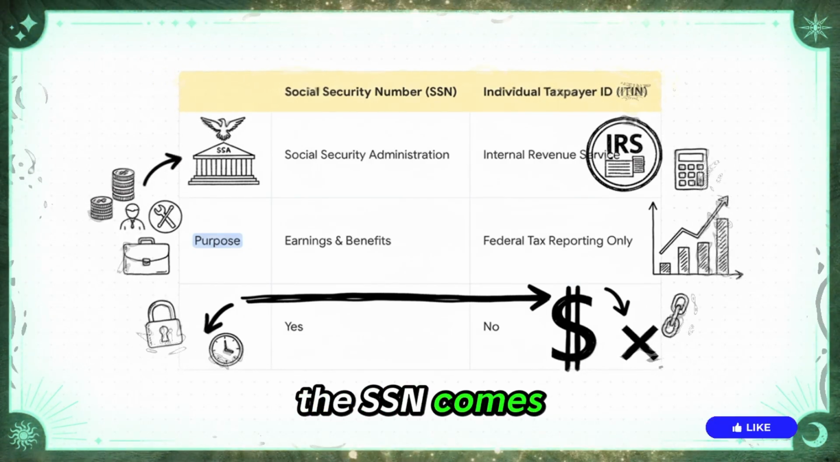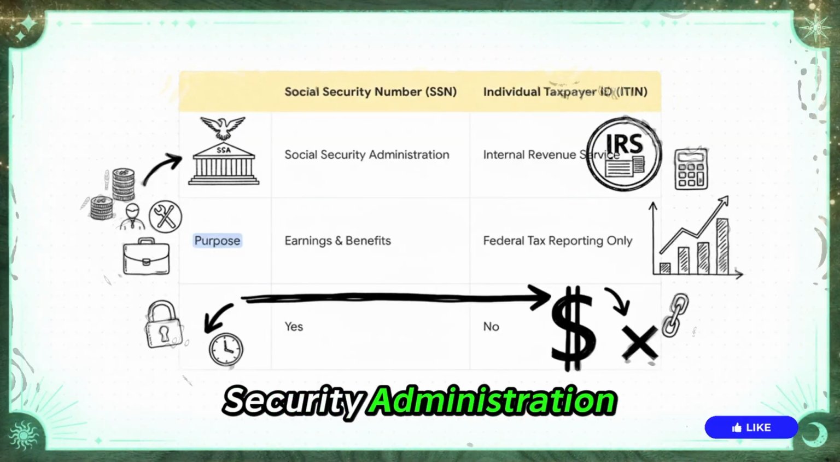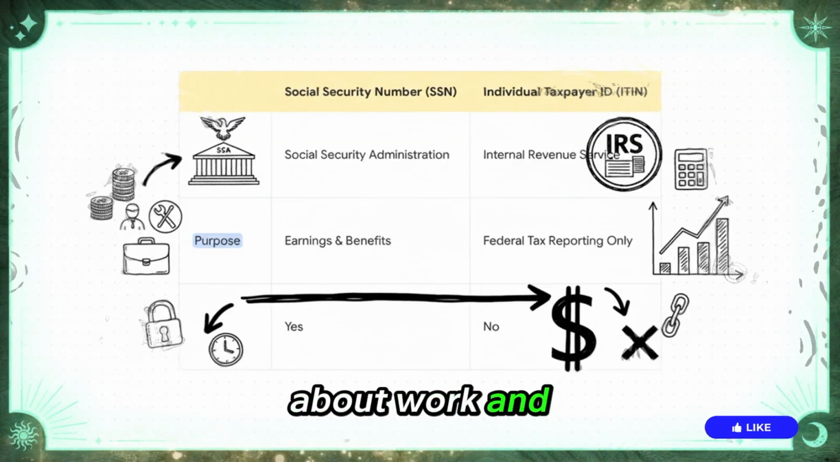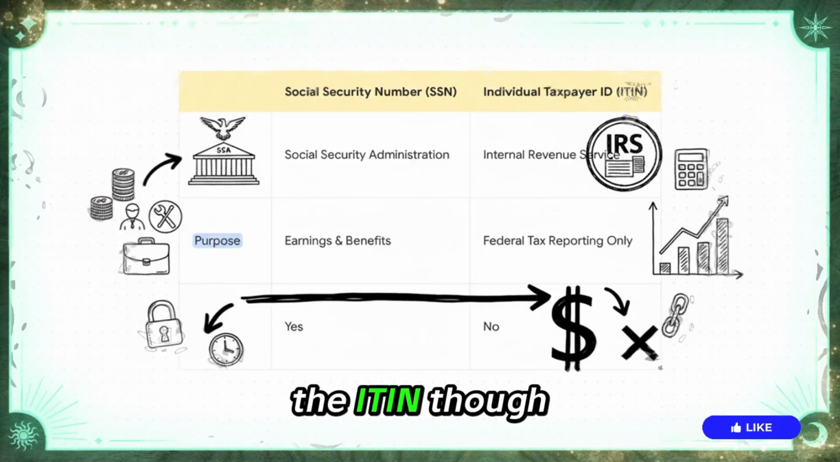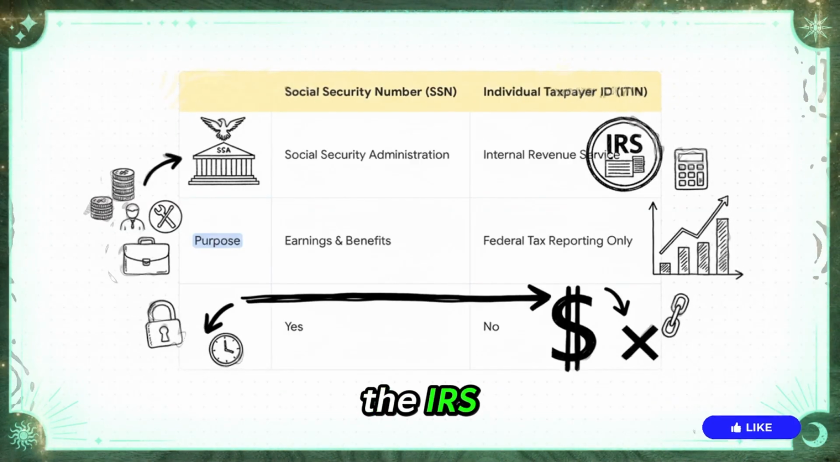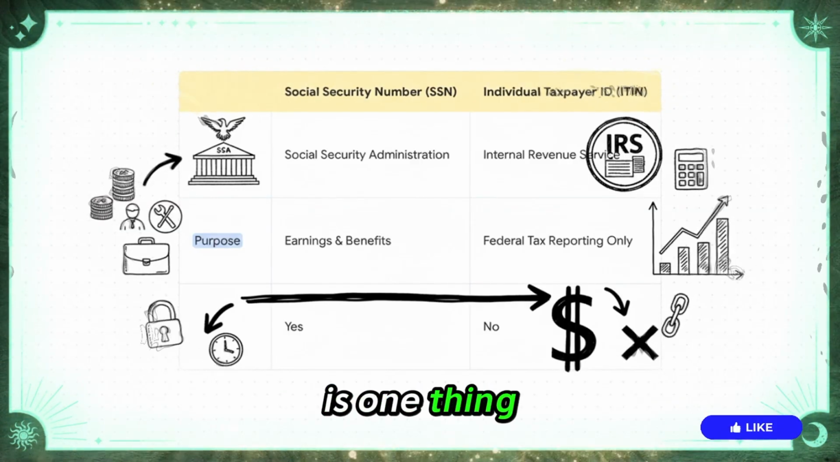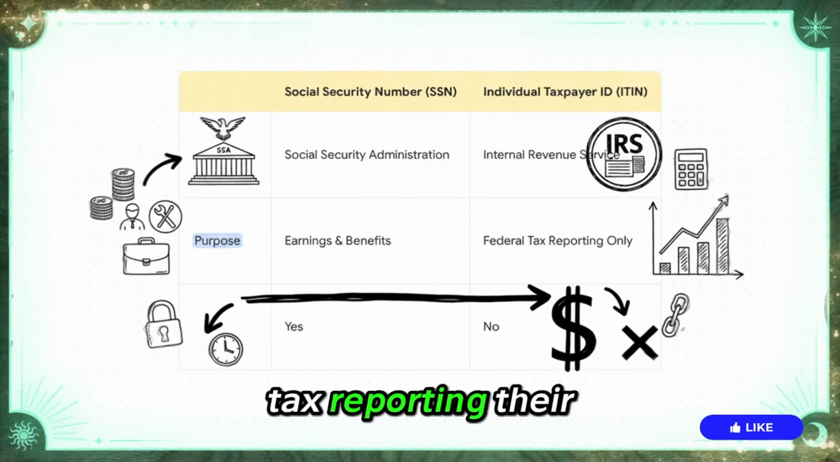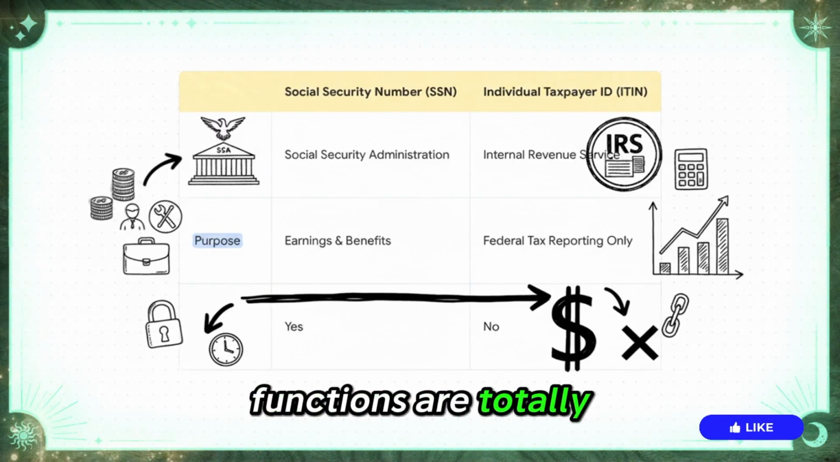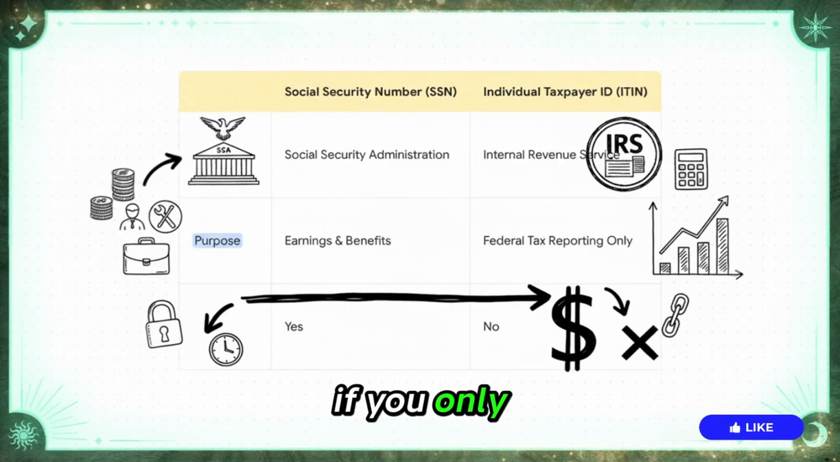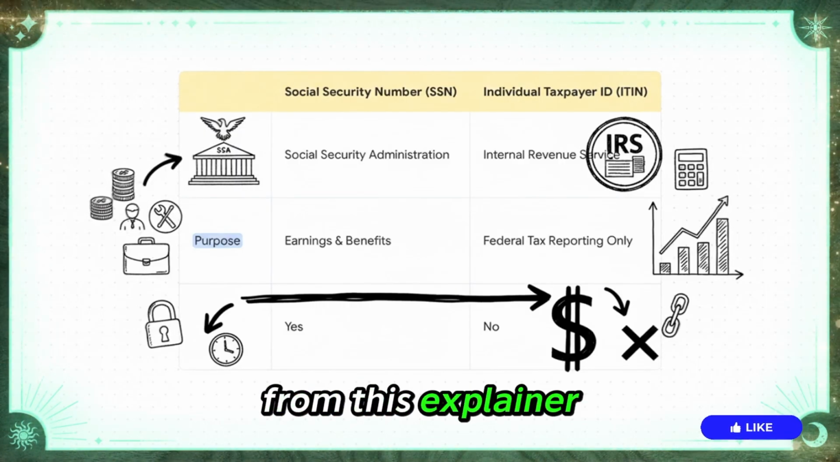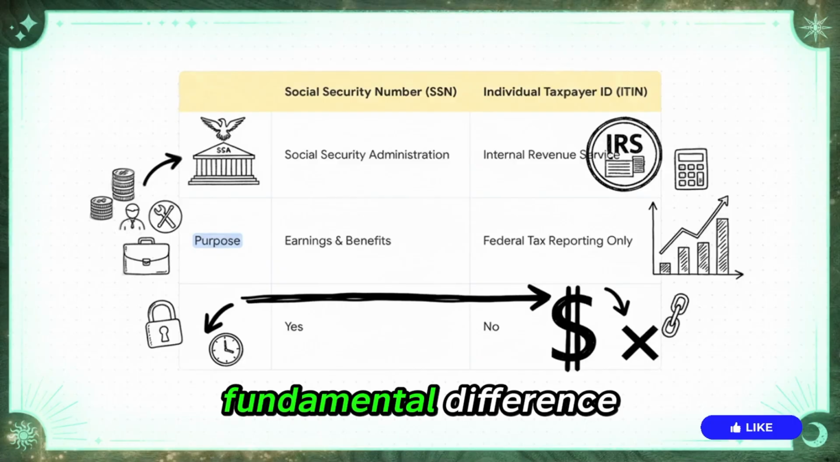The SSN comes from the Social Security Administration, and it's all about work and benefits. The ITIN, though, that comes from the IRS, and its job is one thing and one thing only, tax reporting. Their functions are totally separate. Honestly, if you only remember one thing from this explainer, make it this fundamental difference.